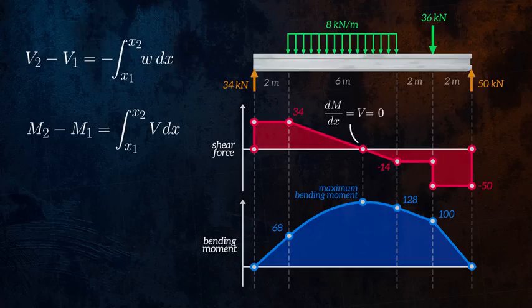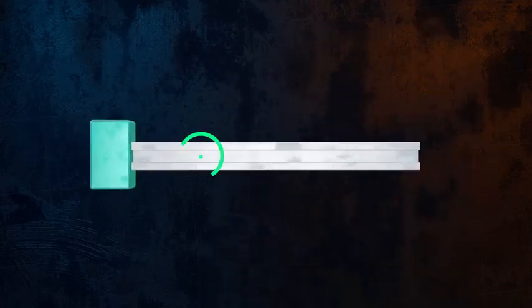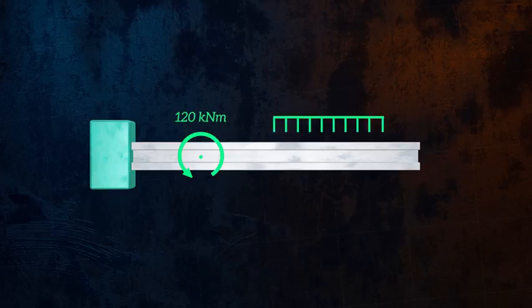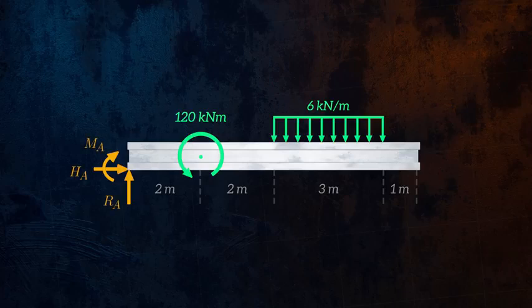Let's look at one last example. Here we have a cantilever with an applied concentrated moment of 120 kilonewton meters and a distributed force of 6 kilonewtons per meter. Again, we start by drawing the free body diagram. Because the support is fully fixed, we have vertical and horizontal reaction forces, RA and HA, and reaction moment, MA.